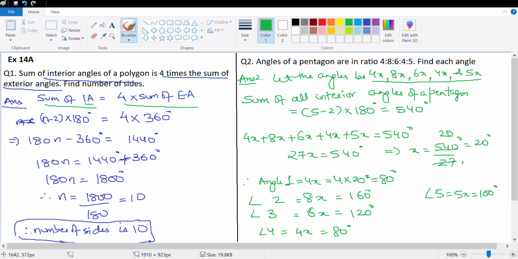Perfect. So what we did was, first we figured out the sum of all interior angles of a pentagon, which is 540, and the sum of all these angles is equal to 540. That's how we were able to calculate the measure of each angle.